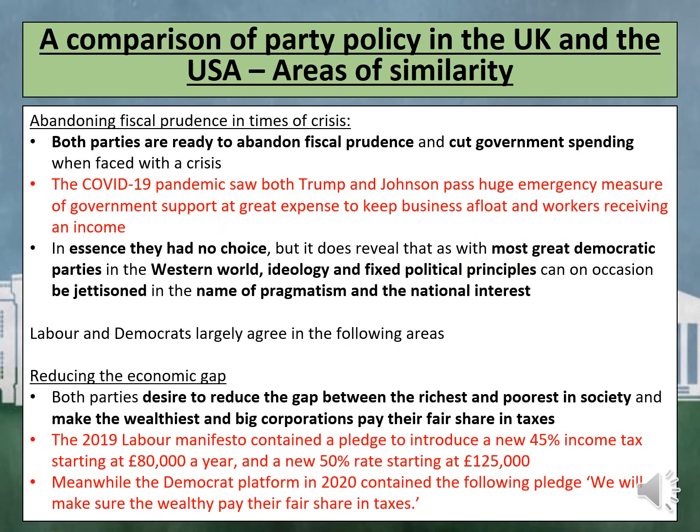Then we have abandoning fiscal prudence in times of a crisis. Both parties are ready to abandon fiscal prudence and cut government spending when faced with a crisis. The COVID-19 pandemic saw both Trump and Johnson pass huge emergency measures of government support at great expense to keep businesses afloat and workers receiving an income. In essence, they had no choice, but it does reveal that, as with most great democratic parties in the Western world, ideology and fixed political principles can, on occasion, be jettisoned in the name of pragmatism and the national interests.